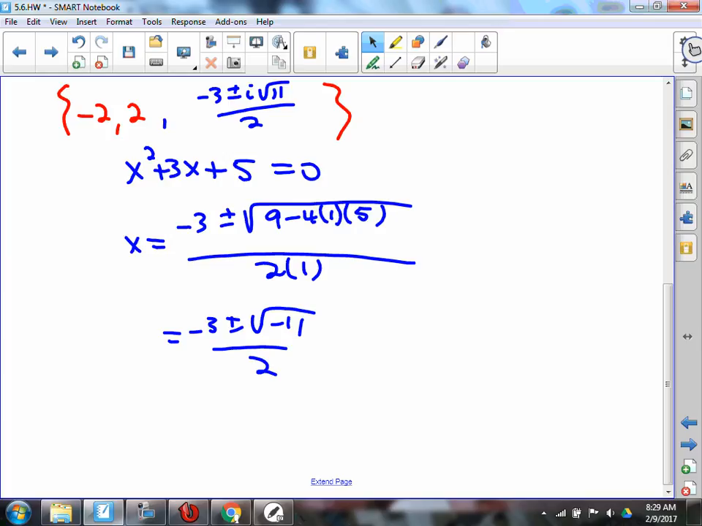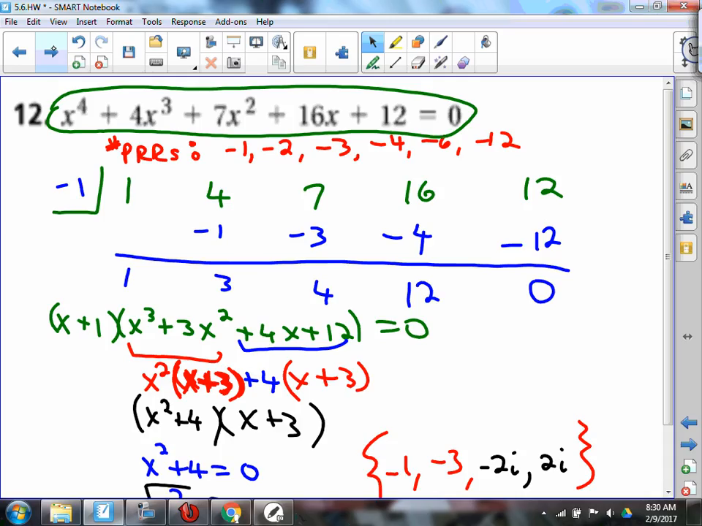Could you have used completing the square? You could have, but I personally, as good as I am with fractions, I wouldn't. Yeah, completing the square, because the b value is 3, you'd get into some fractions in there. And I like completing the square, but I just wouldn't.